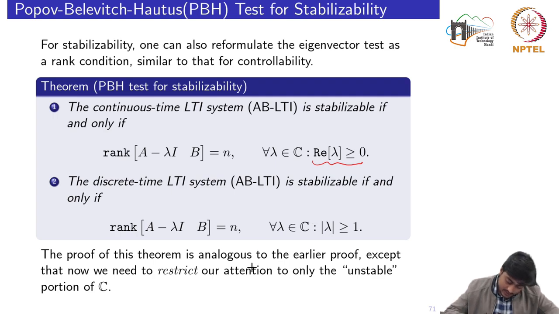So the proof of this theorem is analogous to the earlier proof, that is the controllability proof, except that now we need to restrict our attention to only the unstable portion of the set of complex numbers where the eigenvalues lie. Okay, so we won't be going through the proof of this PBH test, but if we want to determine stabilizability directly from the given AB pair, first of all we will compute the eigenvalues of the A matrix, and then only for the eigenvalues which are on the right hand side we will carry out this test. Okay.